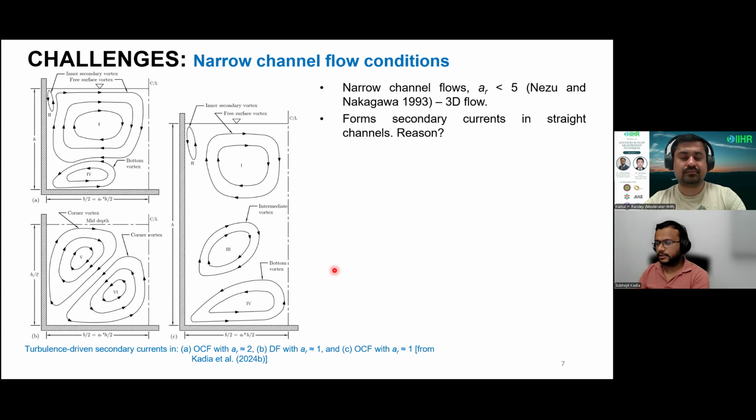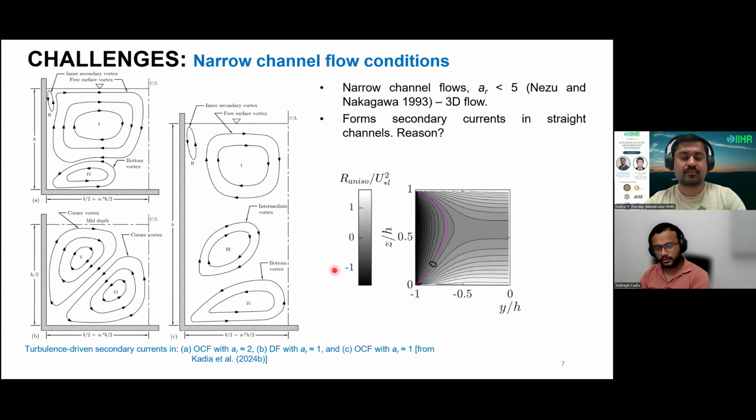And why are these secondary currents formed? Due to the difference between the lateral and vertical turbulence anisotropy, also known as Reynolds stress anisotropy. Due to this Reynolds stress anisotropy, these secondary currents of type 2 are driven, and they can redistribute the flow properties across the channel and affect the flow parameters.